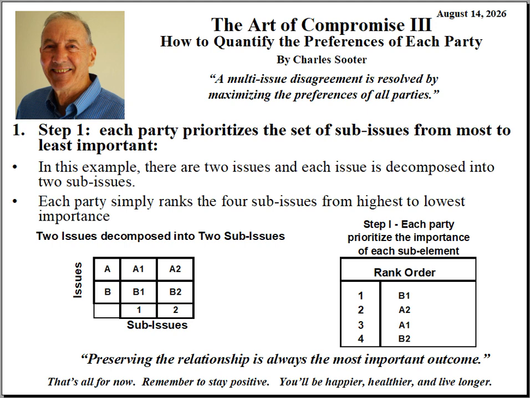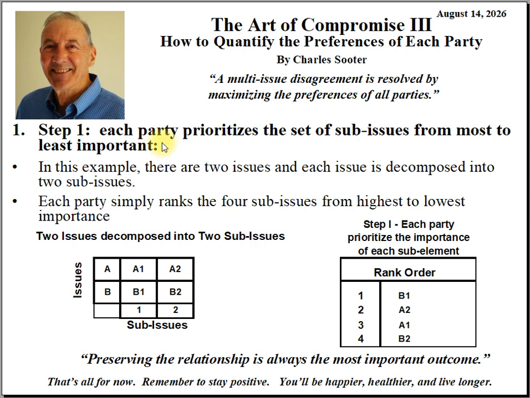For this method to work, each party's preferences must be quantified, and that's the purpose of this presentation. It's a methodology for quantifying each party's preference for a sub-issue within the disagreement to ease the allocation of the parts. The next presentation will be how to discuss and allocate the elements to the parties once their preferences are known. Again, the purpose of this presentation is simply to quantify each party's preferences.